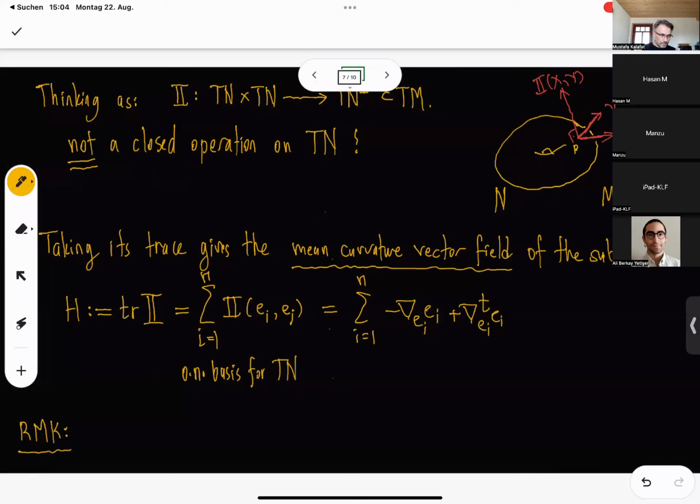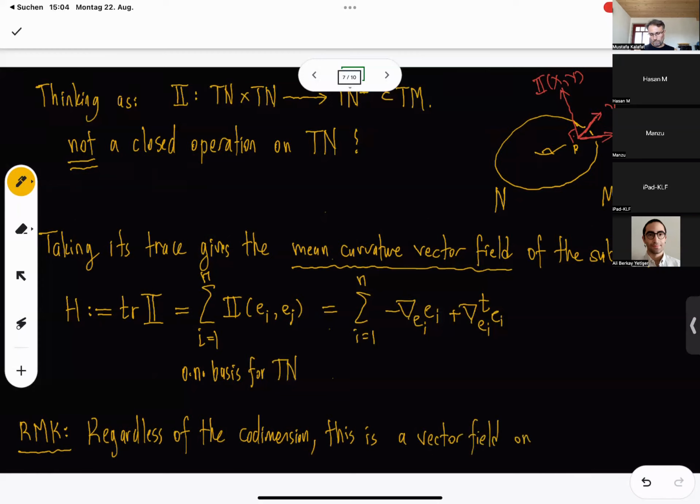All right, so our remark is that regardless of the codimension, this is a vector field on N only. So it's not a vector field on the bigger space. It's only on N, and it's a vector field, and it's not a number as in the surfaces.